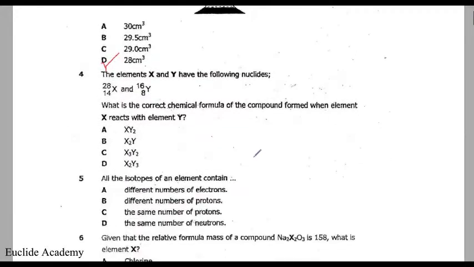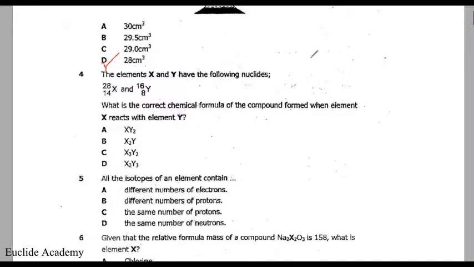Then we come to 4. And by the way, you can pause the video before you watch the answer as we're doing it together, so that you find your own answers before we do things together. The elements X and Y have the following nuclides: 28 X 14, and 16 Y 8. What is the correct chemical formula for the compound formed when element X reacts with element Y?